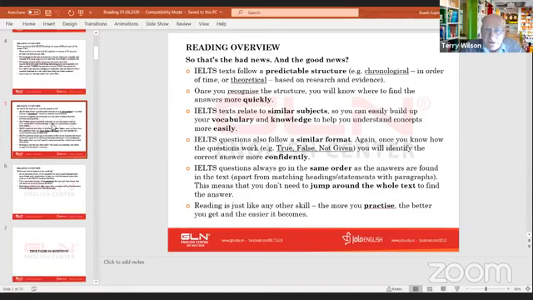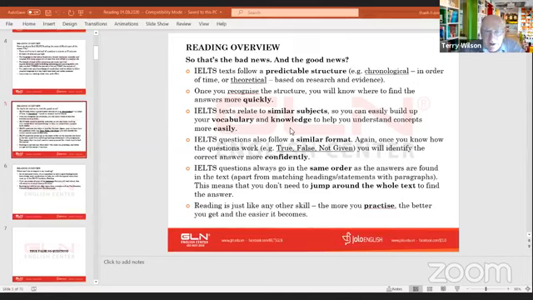IELTS questions also follow a similar format. Once you know how the questions work, for example, true, false, not given, you will identify the correct answer more confidently. And IELTS questions always go in the same order as the answers are found in the text. The exception to this is matching heading statements with paragraphs, which is in the second part of the test. This means that you don't need to jump around the whole text to find the answer.